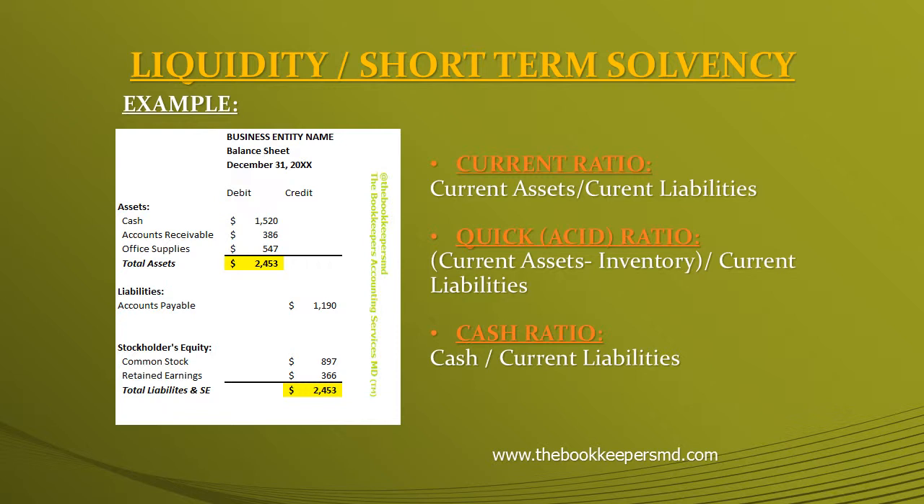The next ratio is the quick asset ratio. This is calculated by subtracting inventory from current assets, then dividing it by current liabilities. This measures the amount of current assets for each dollar amount of short-term liability, also known as current liability. The next ratio is the cash ratio. This is calculated by dividing cash by current liabilities. This basically tells an entity if they have enough cash to cover their current liabilities.